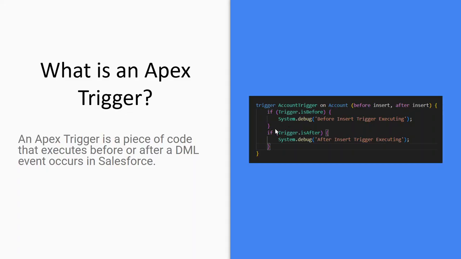And in the is after context, if you perform some action after the record gets inserted in the org, like you want to notify some user or send some email to some users, or you want to perform a DML operation on some other object or other record, then that can be handled in the is after context.